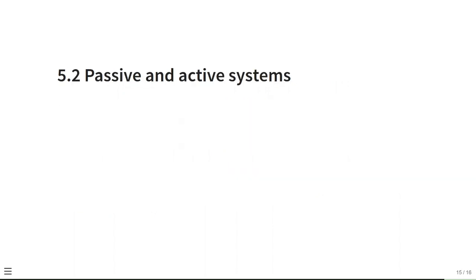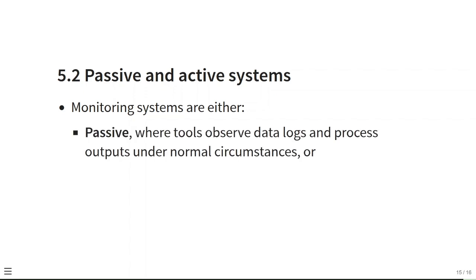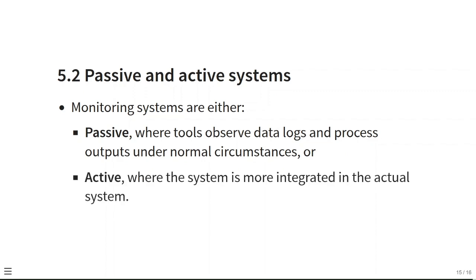Passive and active systems. Monitoring systems are either passive, where tools observe data logs and process outputs under normal circumstances, or active, where the system is more integrated in the actual system.